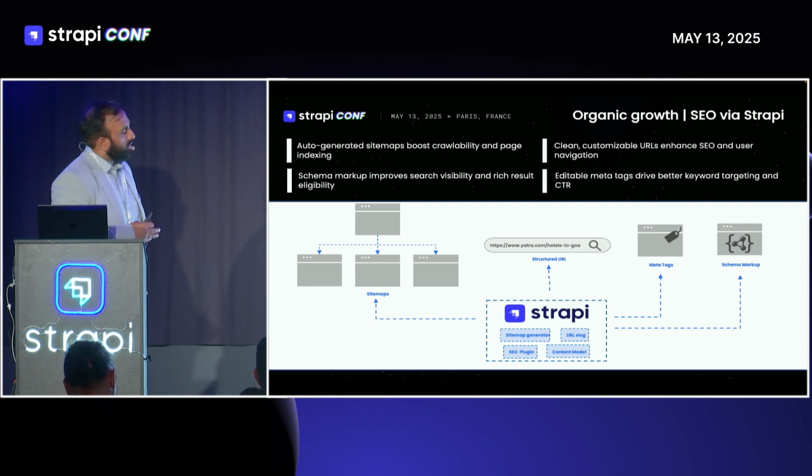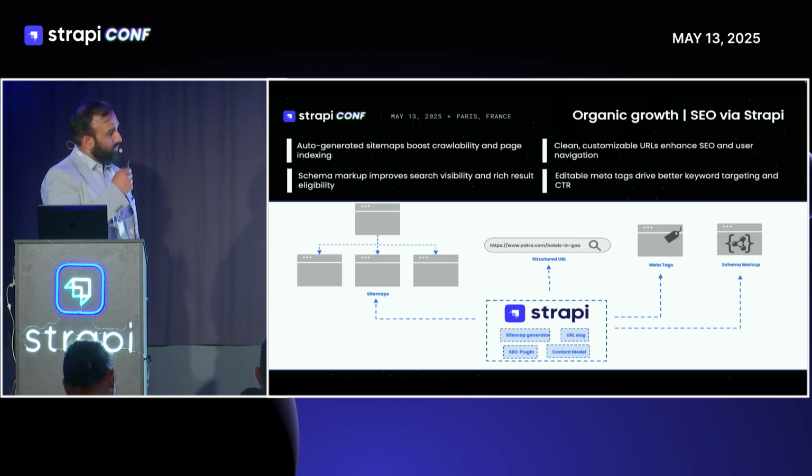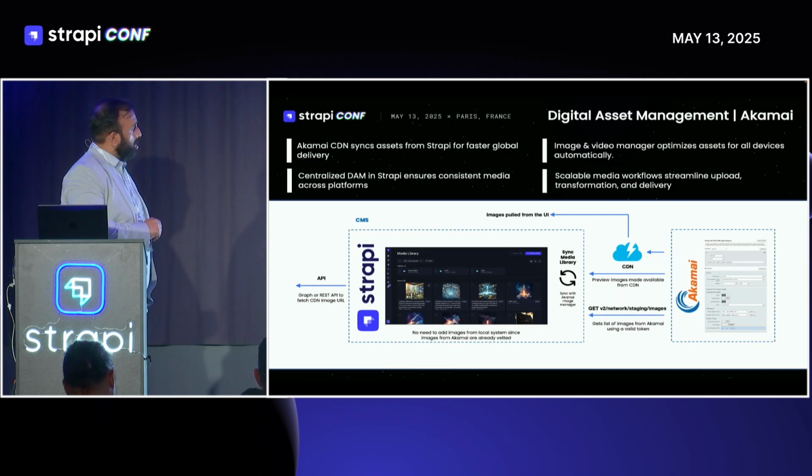Schema markup was something we were also able to achieve using the content models. So we were able to get structured JSON, which we would further pass down into our next application to render good schema markups.